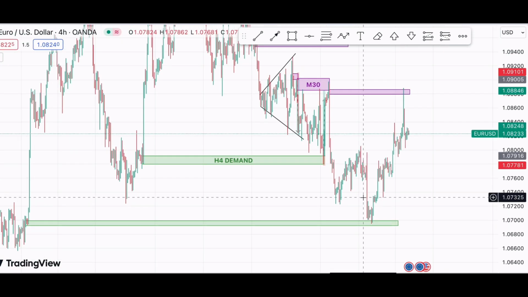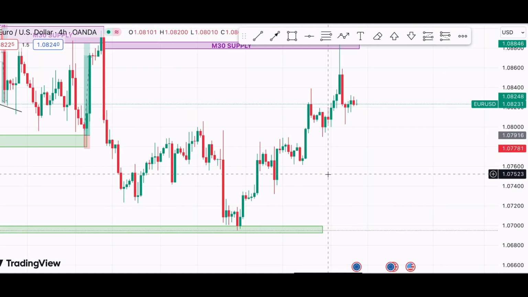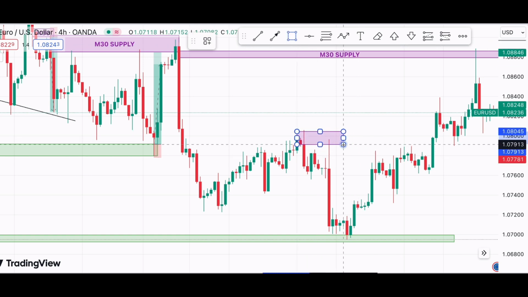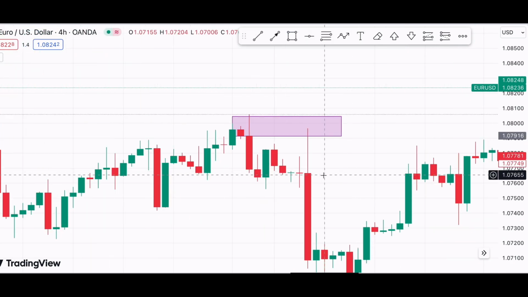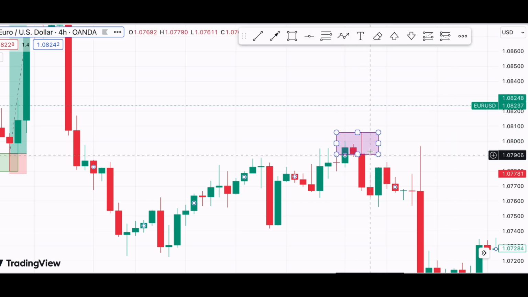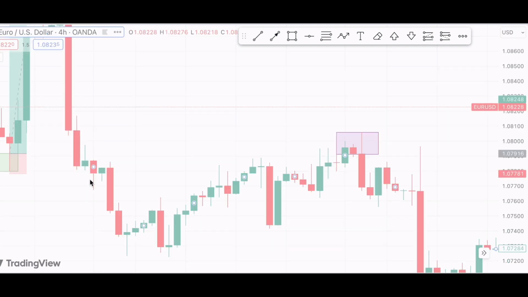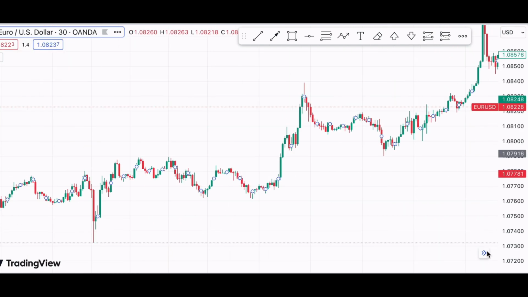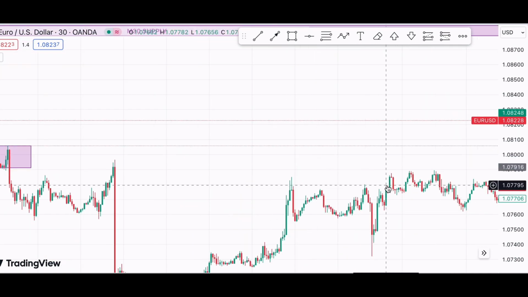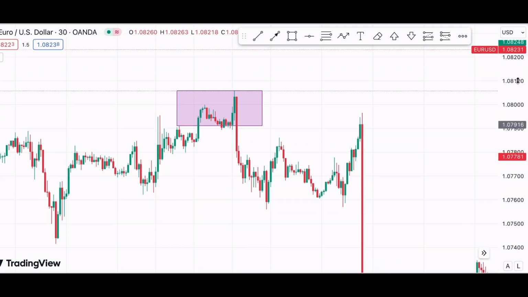Back to the H4. See again. So this is how we get the entry. So right here also one of the supply. Right, this is the bearish engulfing. You see the bearish engulfing? Right, and go into M30. Or you want to go into the M5, M15, no problem. Alright, no problem as well.